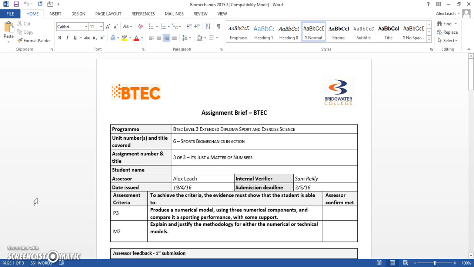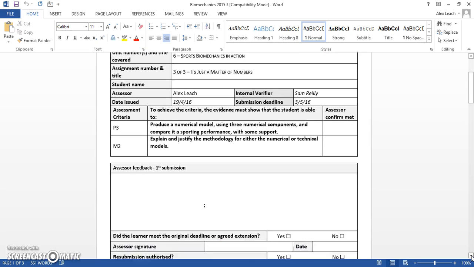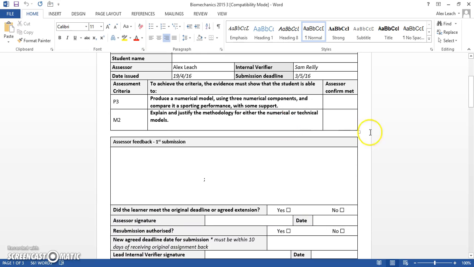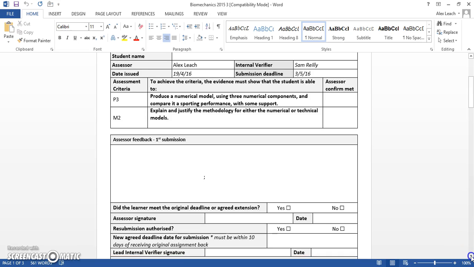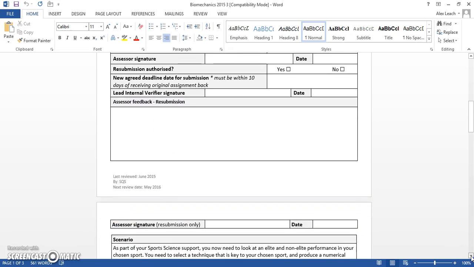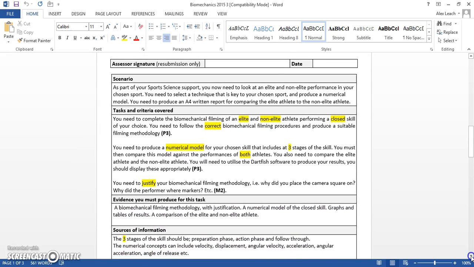So this video's just a bit of format and guidance with regards to Biomechanics Assignment 3. As you can see, there's only two criteria, a pass and a merit criteria. Producing a numerical model using three numerical components and comparing it to support and performance with tutor support. So we look at the tasks.